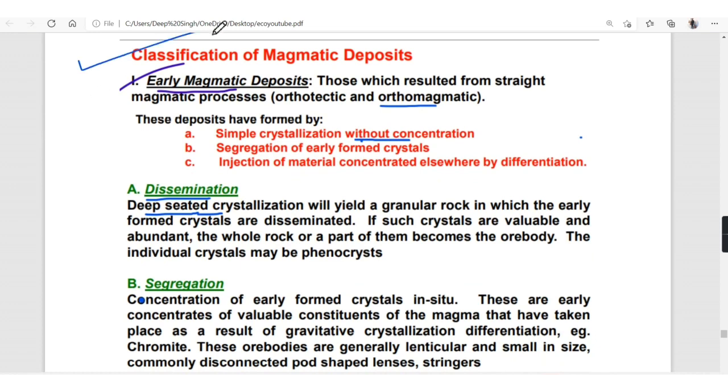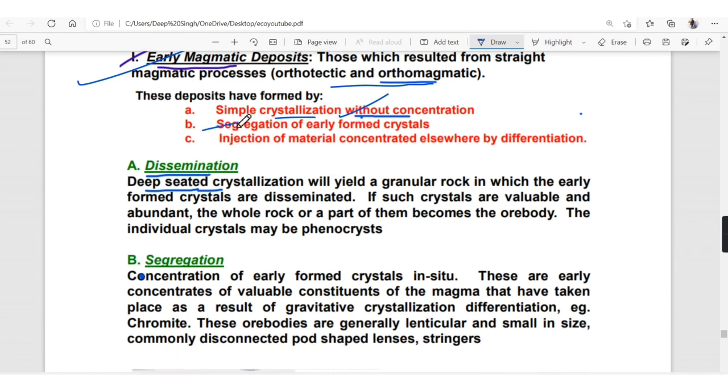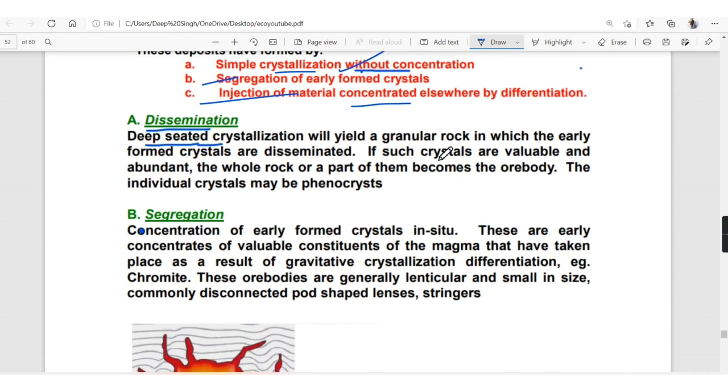Next is classification of magmatic deposits. They can be early magmatic deposits, also called orthomagmatic. Here, crystallization occurs without concentration, and segregation of early formed crystals will occur. Injection of material concentrated elsewhere by differentiation.